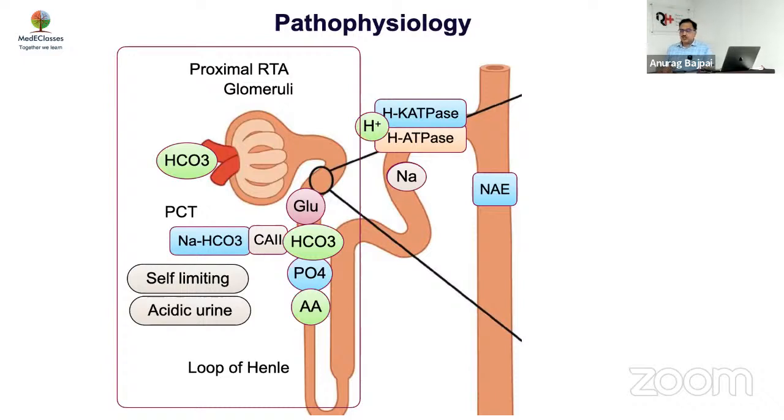If your pH is less than 7.2, your urinary pH as a normal response should be less than 5.3. Rarely 5.5 is also used as a cutoff. So if you have a urinary pH above 5.3 or 5.5 with a significant acidosis, that is distal RTA, or what else? What other condition causes acidosis and a high urinary pH? One is distal RTA. Second?